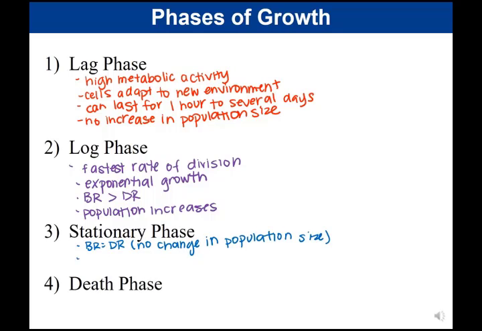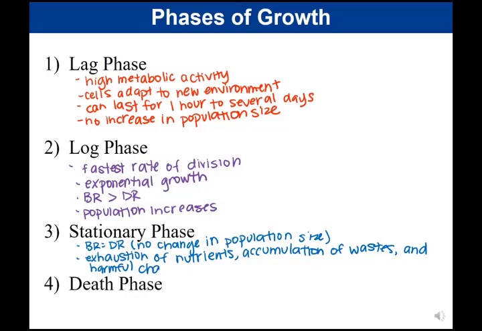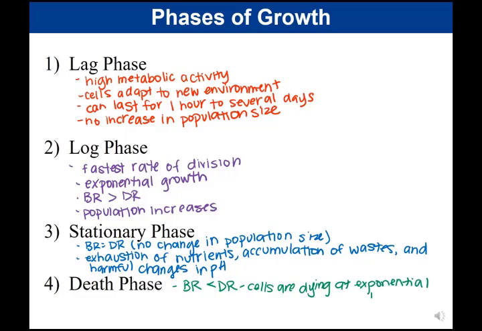This occurs because of exhaustion of nutrients, accumulation of waste, and harmful changes in pH. And then our last is going to be our death phase. In our death phase, our birth rate is less than our death rate. Cells are dying at an exponential rate.